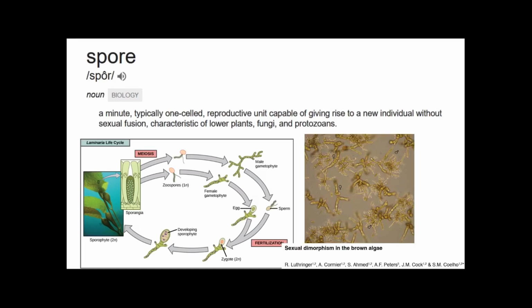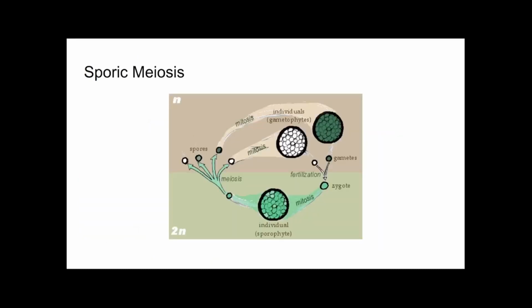But those are all haploid cells. Those all have the same number of chromosomes as an egg or sperm cell. The only difference is that these are descended from spores, so they are 1N. We call that process sporic meiosis. So that is, meiosis produces spores, not gametes. We undergo gametic meiosis. That is, when we undergo meiosis, the result is gametes, right?